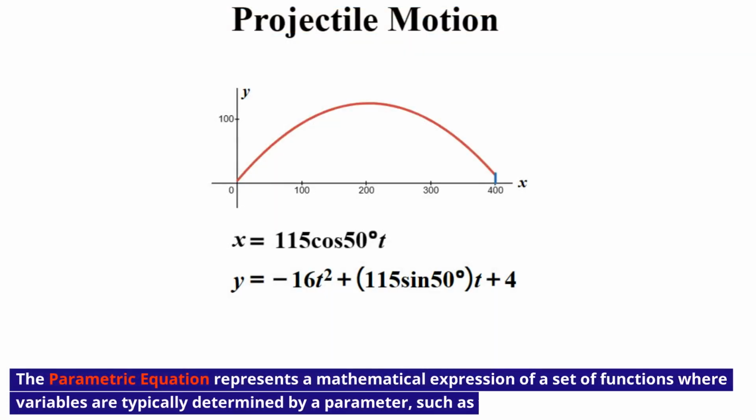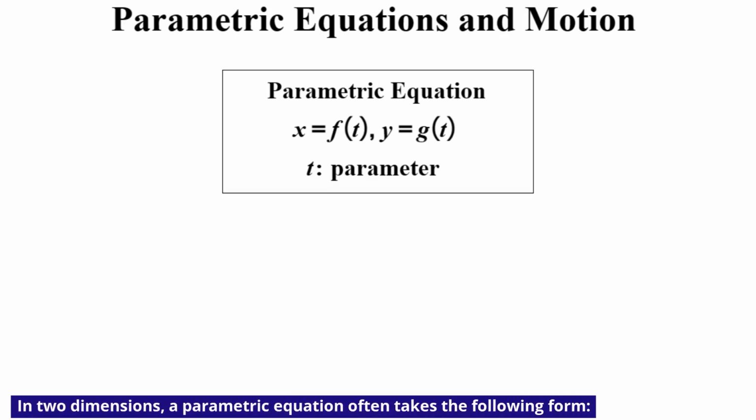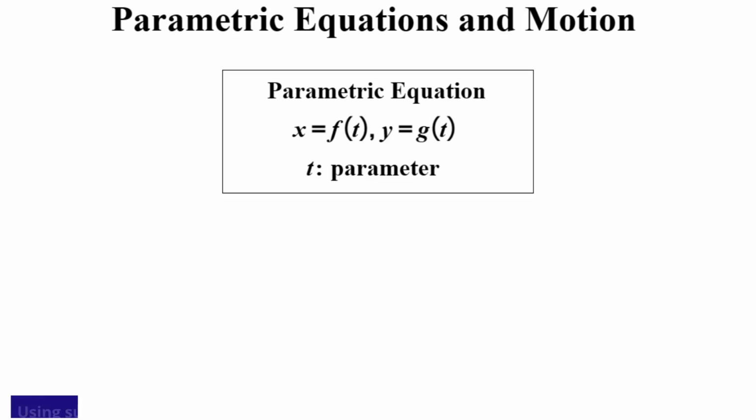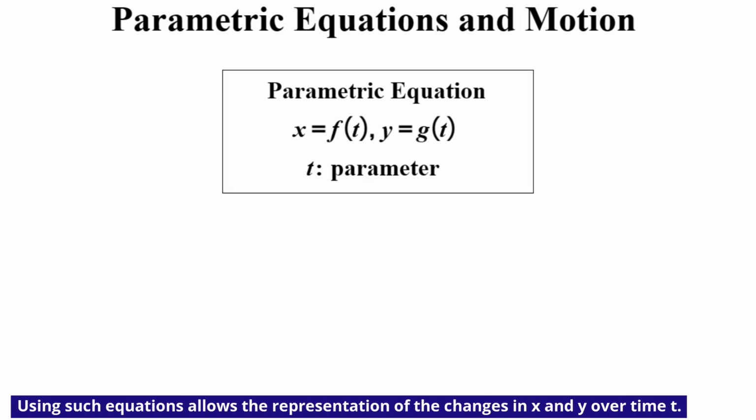The parametric equation represents a mathematical expression of a set of functions where variables are typically determined by a parameter, such as time. In 2 dimensions, a parametric equation often takes the following form. t is the parameter, and x and y are functions that vary with the parameter t. Using such equations allows the representation of the changes in x and y over time t.